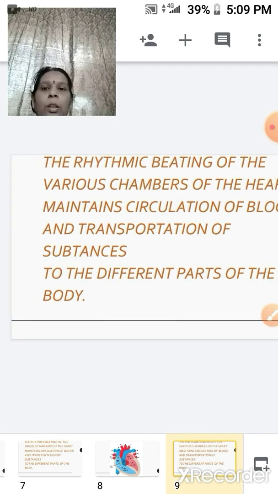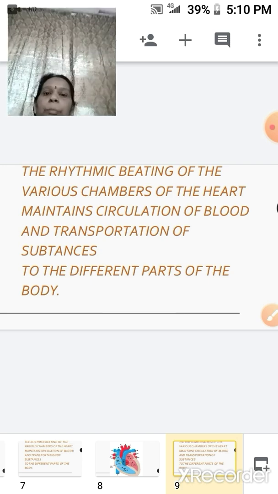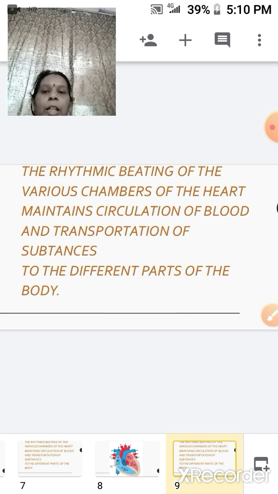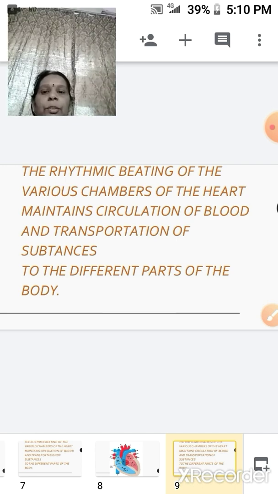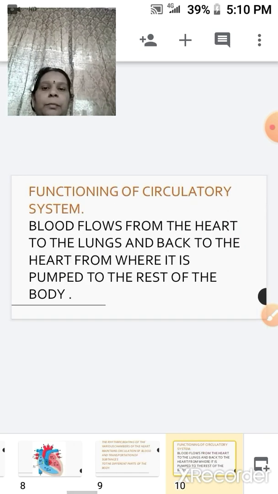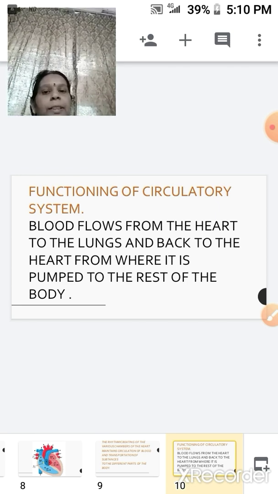Now, when we talk of the functioning of the heart, we say it continuously beats. That is, the rhythmic beating of the various chambers of the heart maintains the circulation of the blood and the transportation of substances to the different parts of the body. If our heart doesn't beat, if it doesn't contract and expand, there will be no circulation of the blood and the transportation of substances will not take place. So, we are starting with the functioning of the circulatory system.